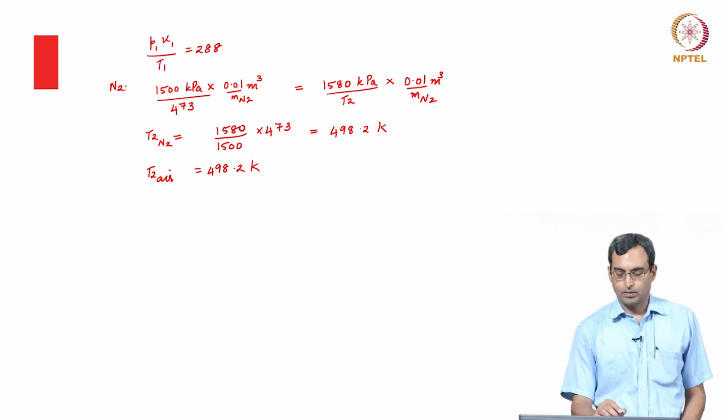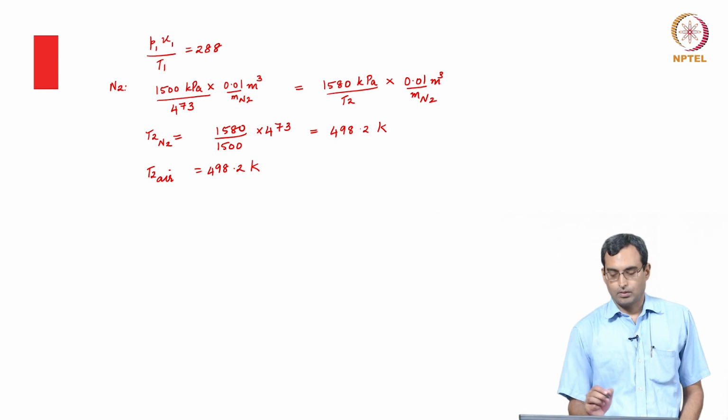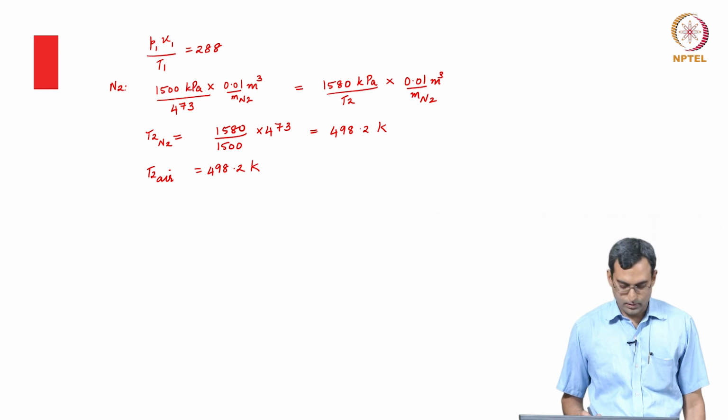What we can also do, if we wanted, is to find out the initial mass of nitrogen, because we know all of this. So, we know the volume also. So, we should be able to find out the initial mass. I do not know immediately whether that is required, but if needed we can do that.